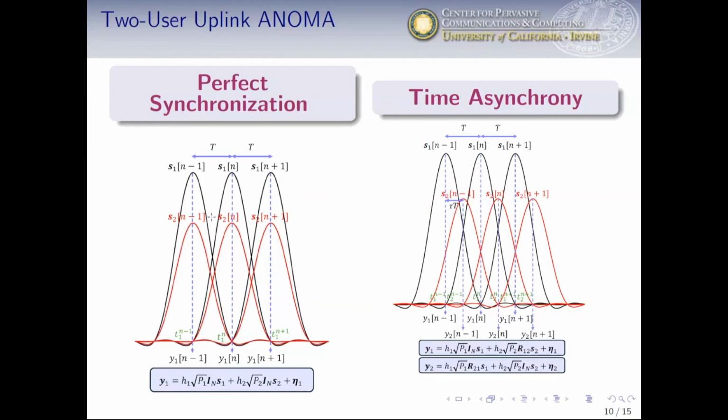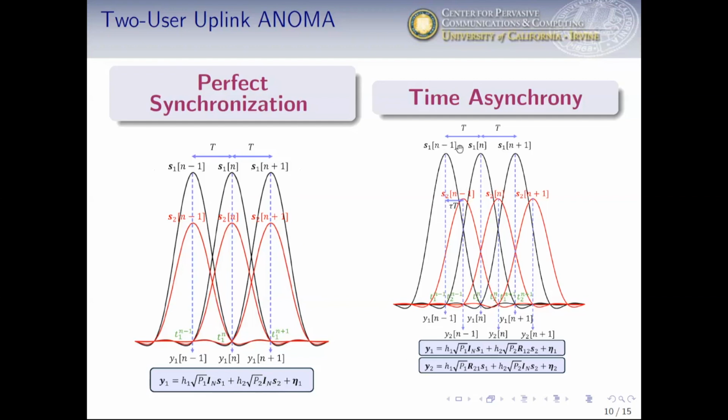With perfect synchronization, the received signal of these two users is a superposition of the transmitted signals. And when we sample at the peak of the pulse shape, we will have a linear combination of these two signals. And to manage the inter-user interference, as I discussed, we can use successive interference cancellation for decoding.